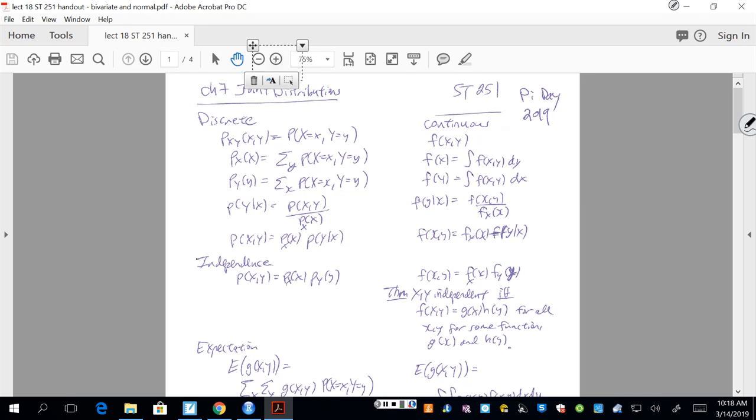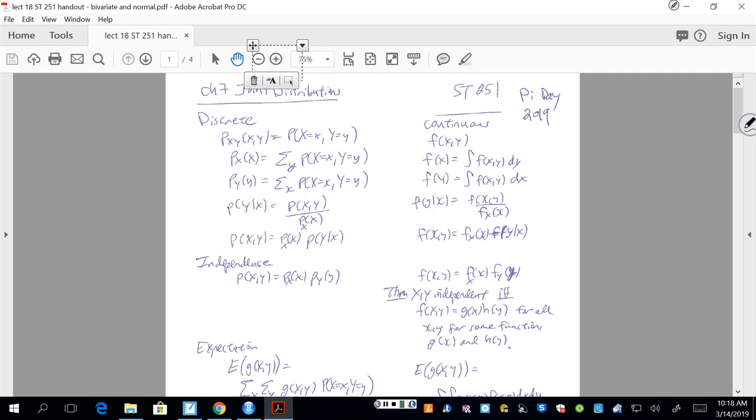And the continuous versions are done with integrals. There is a density function for the two variables together. To get the marginal for x, we integrate out y. To get the marginal for y, we integrate out x. And if we have the joint density and a marginal, we can get a conditional. And again, if they're independent, then the densities just multiply together.